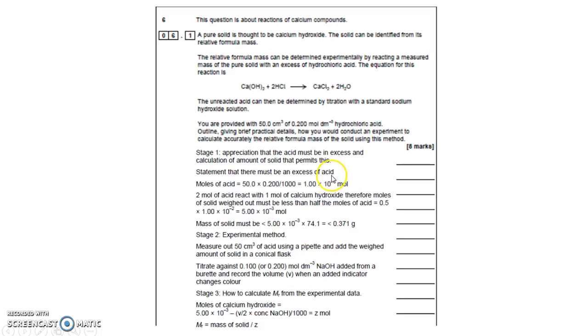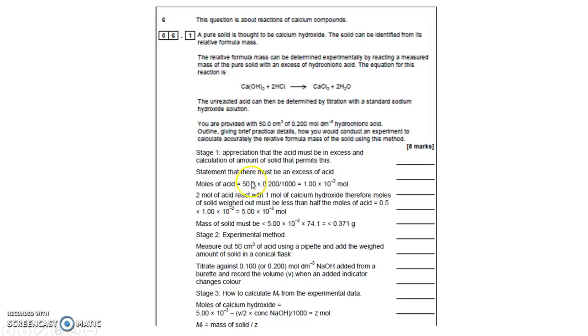So first of all, you've got to realise that it's thought to be calcium hydroxide. It's probably got some impurities in there because it's thought to be calcium hydroxide, but it's probably not all calcium hydroxide. We've got to react it with acid, and we've got to react it all the way, so we're going to have to use an excess of acid. That will get you a mark.